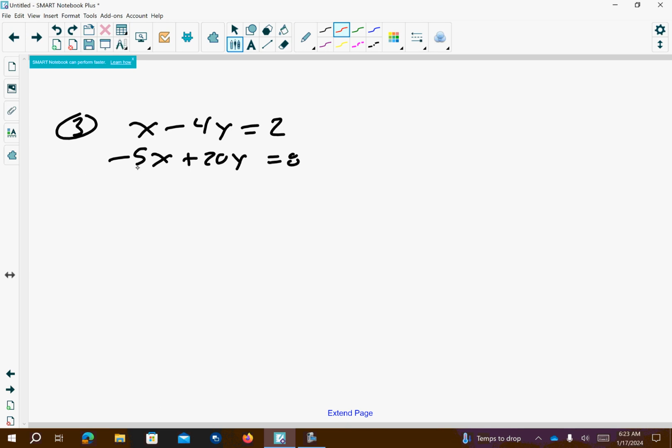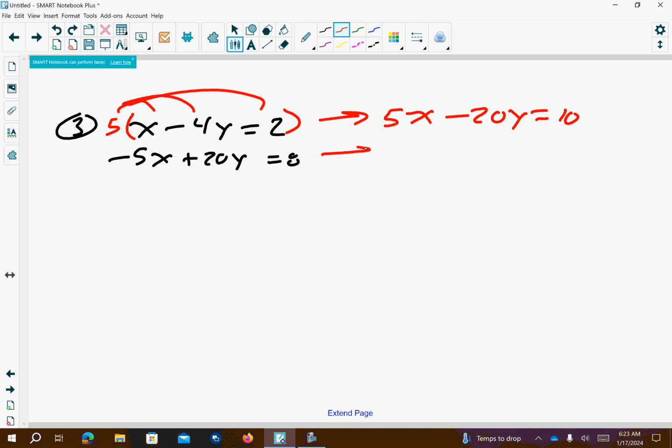If we choose to get rid of x, I'm going to multiply the whole top equation by 5, because that's going to give us positive 5x on top and negative 5x on bottom. Distribute over the top equation, so that's 5x minus 20y is equal to 10. Nothing happens to the bottom equation because now we have opposite x values. In fact, it looks like we also have opposite y values.